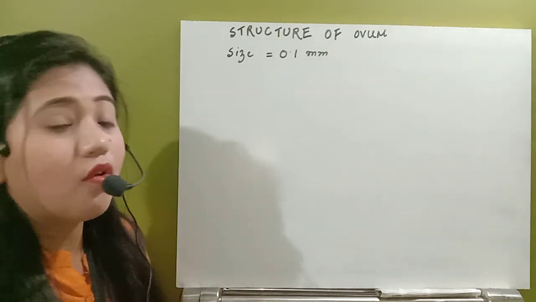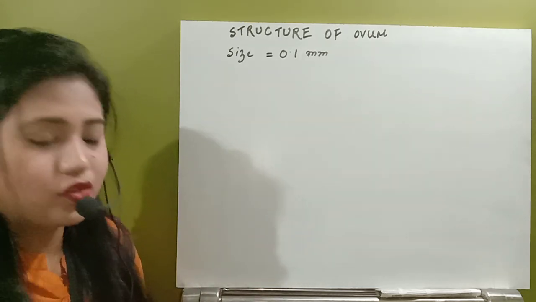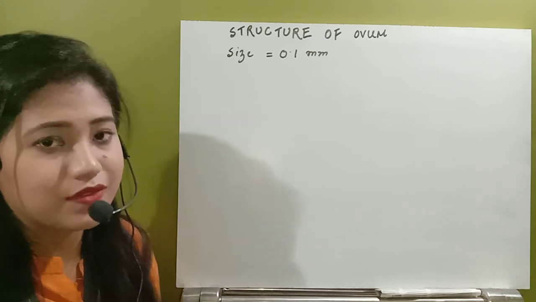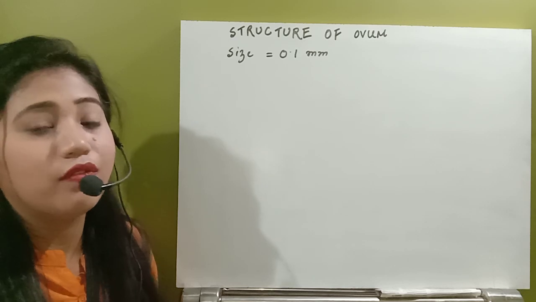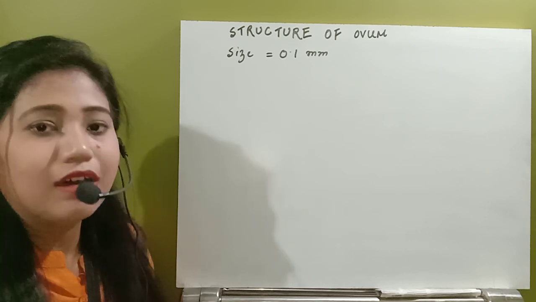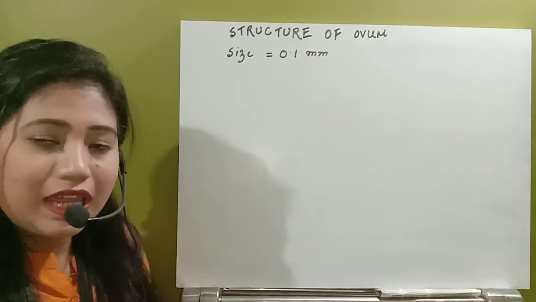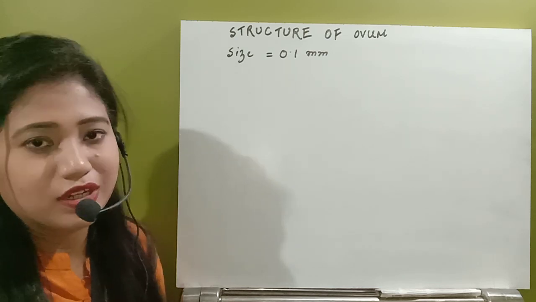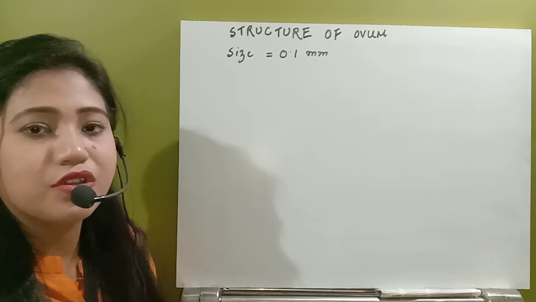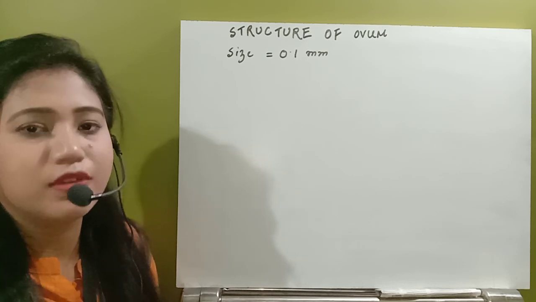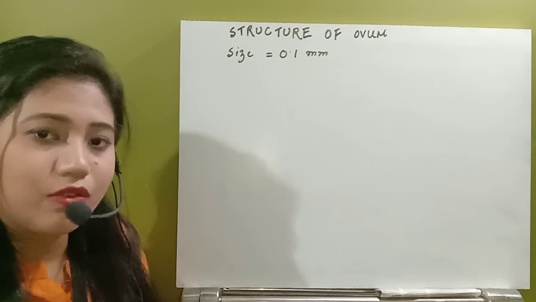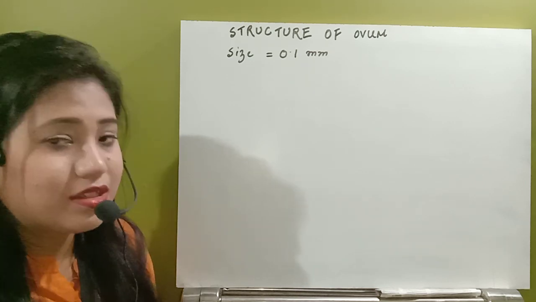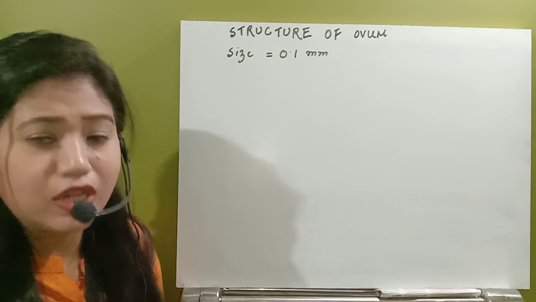Where is the ovum formed? In the menstrual cycle, we have already studied that the ovum is formed in the ovary through the process of oogenesis. By the process of ovulation, in the middle of the menstrual cycle, it is popped outside the ovary and caught by the fallopian tube. That structure is known as the secondary oocyte.